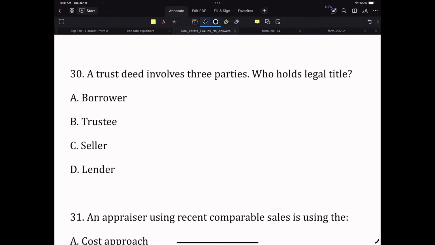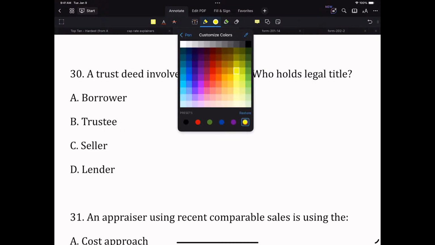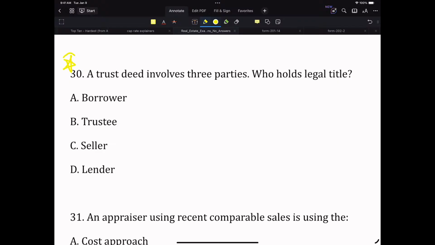A trust deed involves three parties. Who holds legal title? Is it A, the borrower, B, the trustee, C, the seller, or D, the lender? This is a great question. It gets a gold star. This is a gold star question. I love this question. A trust deed involves three parties. Who holds legal title?